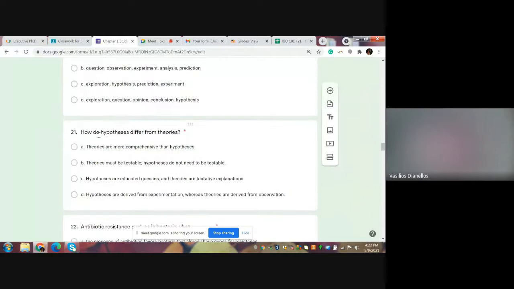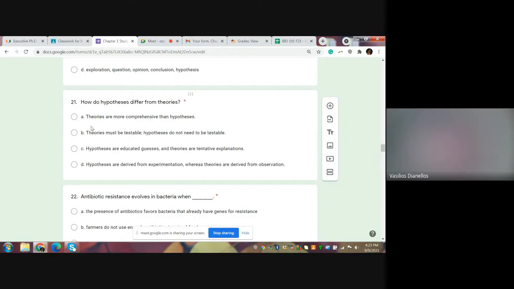All right, number 21, this one's fairly important. How do hypotheses differ from theories? I think I clearly remember saying this in lecture. I said if you're taking notes, you could write this down. Basically, theories are more comprehensive than hypotheses, right? Hypotheses are very specific. It's a very specific answer to a very specific question. Theories are very much more broad in scope. Like the theory of gravity explains a lot of different hypotheses. The theory of evolution explains a lot of different hypotheses. We'll leave it at that. So any questions about number 21?